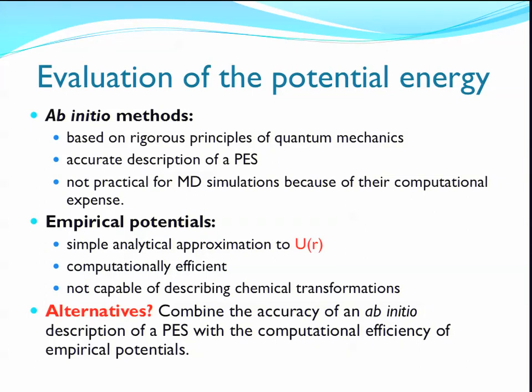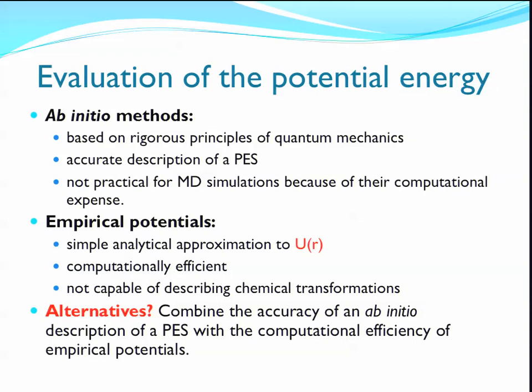On the other hand, the second group of methods is simple analytical approximations to the potential energy surface. They're computationally efficient. However, the construction of these empirical potentials capable of describing various chemical reactions is a very lengthy and difficult process which does not always result in the desired accuracy.